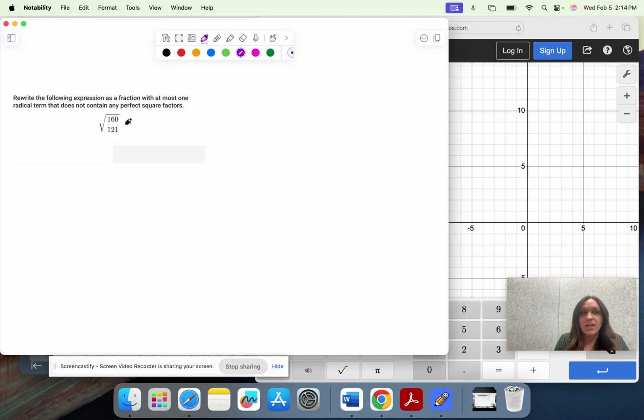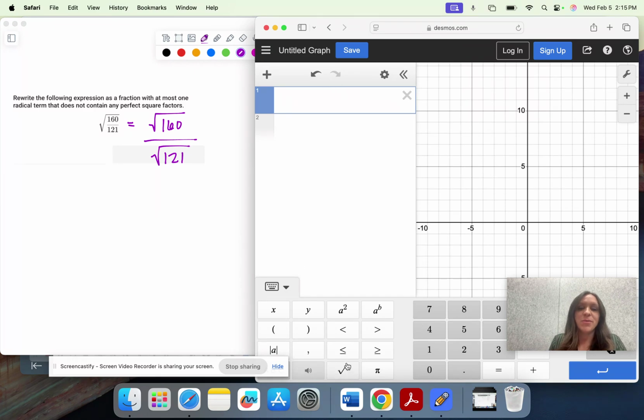So when I say split it, it means I'm gonna take the square root of the numerator divided by the square root of the denominator. And one of these is a perfect square. Do you know which one? Try putting them both in Desmos.